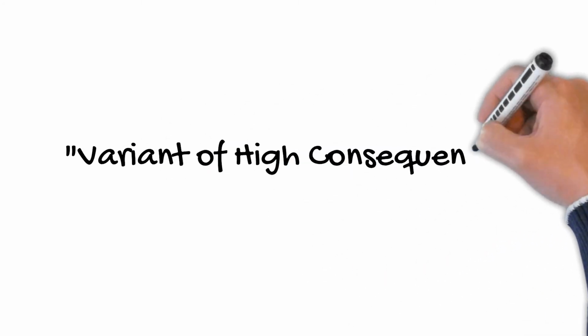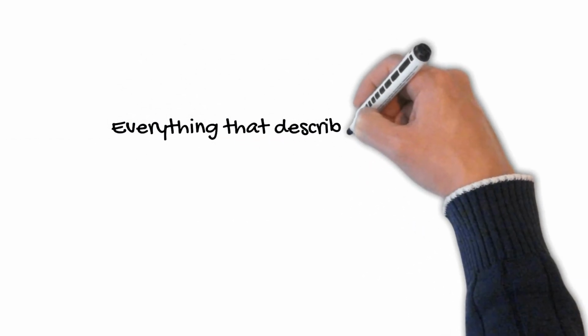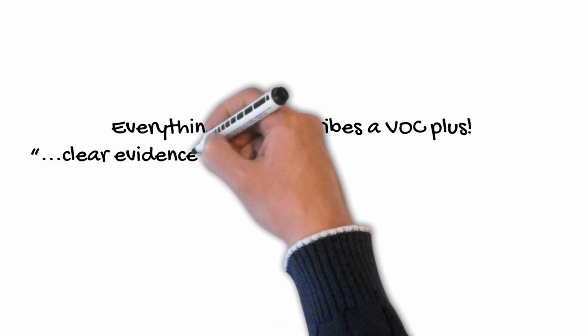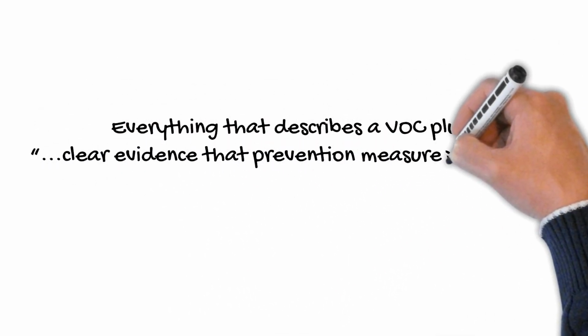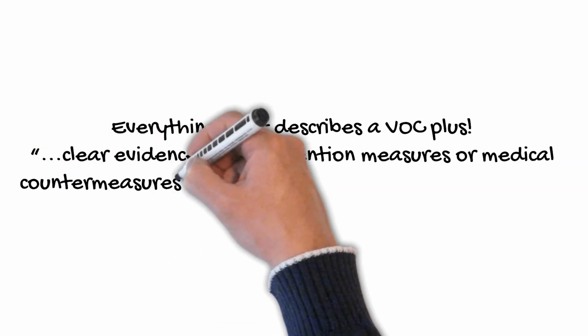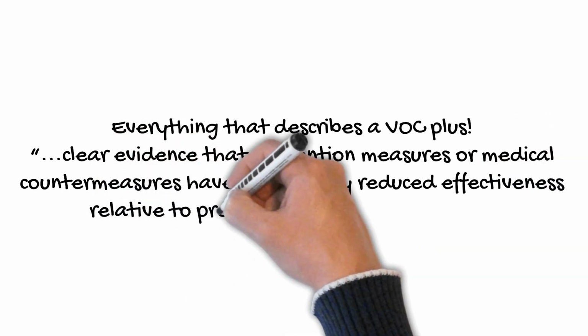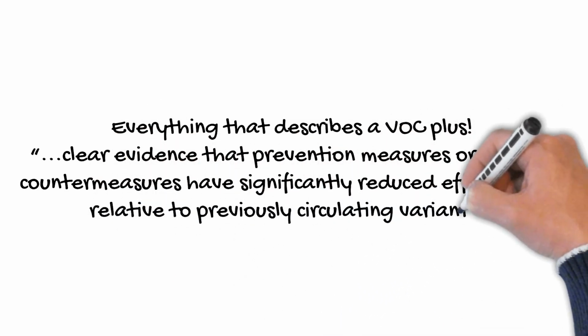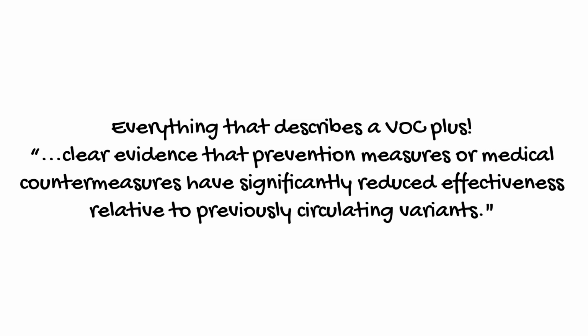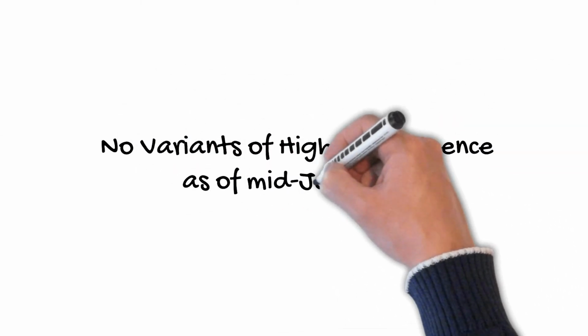Now, the highest classification level for SARS-CoV-2 is variant of high consequence. High consequence variants include all of the characteristics of a variant of concern with the additional caveat that there is, and I quote from CDC, clear evidence that prevention measures or medical countermeasures have significantly reduced effectiveness relative to previously circulating variants, end quote. Now, fortunately, there are no current variants of high consequence.